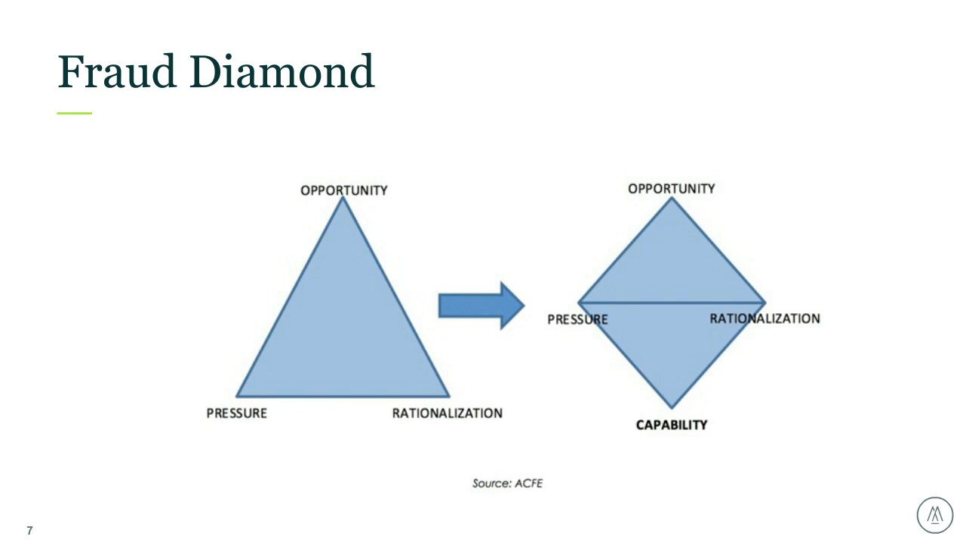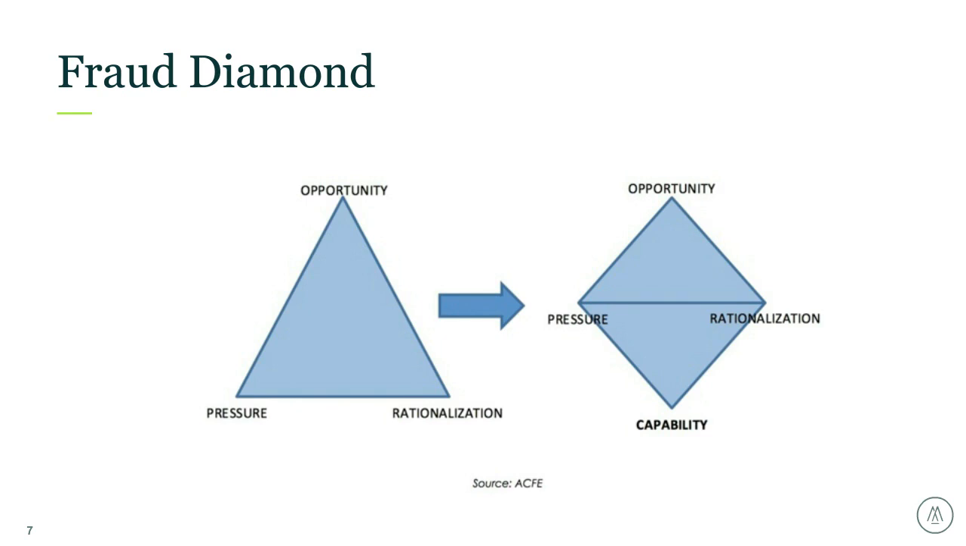rationalization. Pressure is, of course, the private financial need of the individual actually executing the fraud. This could be an individual that's undergoing some type of expensive medical treatment or going through a divorce, for example. Opportunity is the ability to carry out the fraud that's really made possible by a potential breakdown in controls.